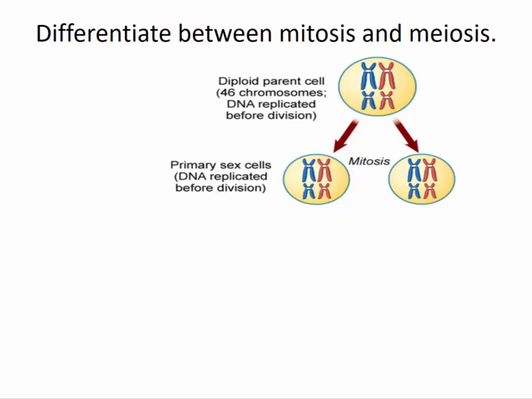But in this case, let's imagine that these were primary sex cells, cells that would go on to produce egg and sperm. All of the cells in our body that are not egg and sperm undergo only mitosis. Even producing these primary sex cells, the pre-sperm and pre-egg cells, we have mitosis to do that.